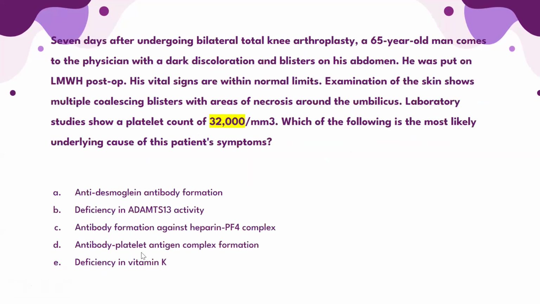All right. 7 days after undergoing bilateral total knee arthroplasty, a 65-year-old man comes to the physician with a dark discoloration and blisters on his abdomen. He was put on low molecular weight heparin post-op. His vital signs are within normal limits. Examination of the skin shows blisters, with areas of necrosis around the umbilicus. Laboratory studies show a platelet count of 32,000, which is extremely low. The normal platelet count is 150,000 to 400,000, and 32 is very, very low. Which of the following is the most likely underlying cause of the patient's symptoms?